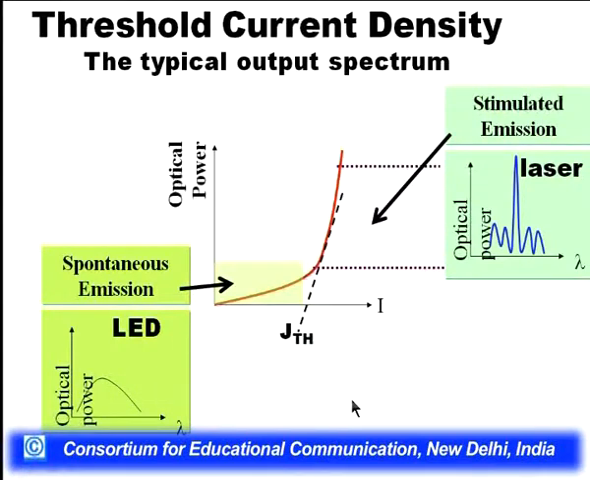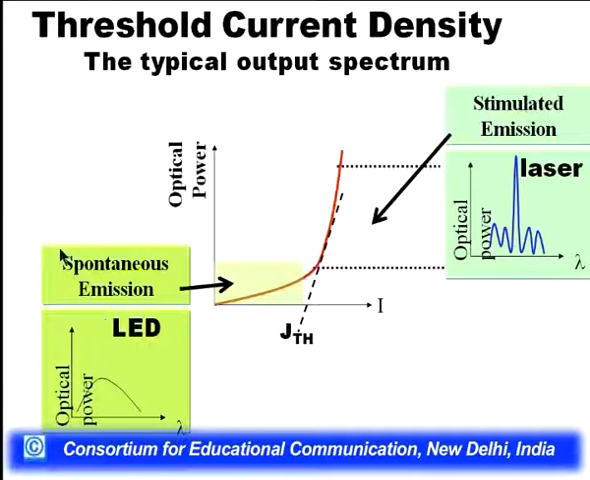The broadening of the light will be less. This is the threshold, the output of the threshold current density. This is the typical output spectrum where we are having the stimulated emission. This defines the stimulated emission and spontaneous emission. This side is the output power and this side we are having the current density. If we take the graph between them, as the current density increases, the output power increases.